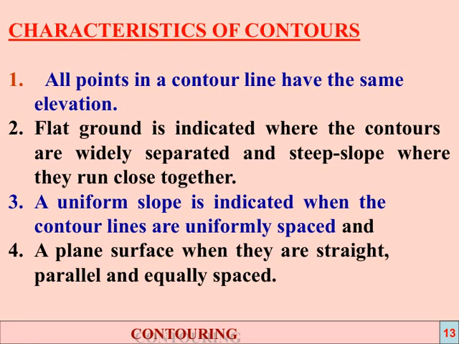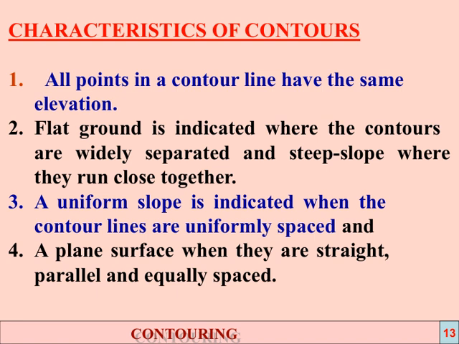Let's take a closer look at the characteristics of contours. All points along a single contour line share the same elevation, which helps us understand the shape of the land. When the ground is flat, you'll notice the contours are spaced far apart, indicating a gentle or flat surface. Conversely, on steep slopes, the contours are closely packed together, showing a rapid change in elevation over a short distance. A uniform slope is represented when the contour lines are evenly spaced, illustrating a consistent incline.